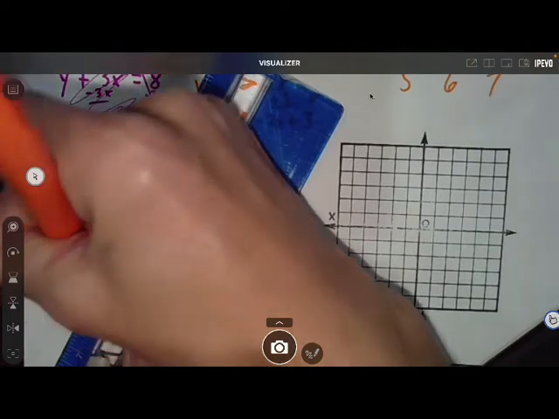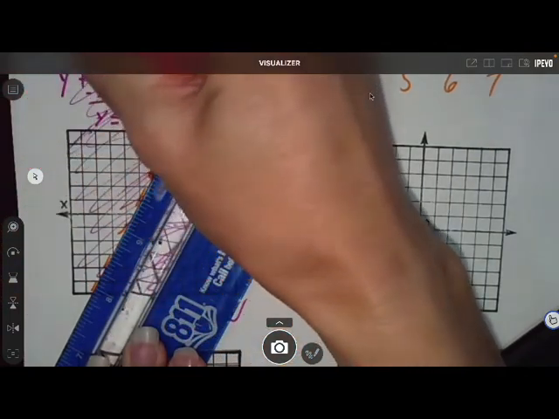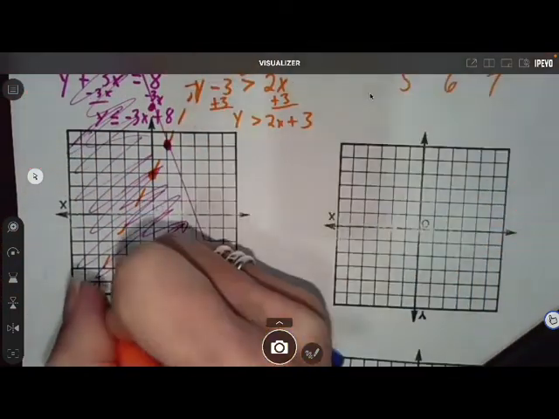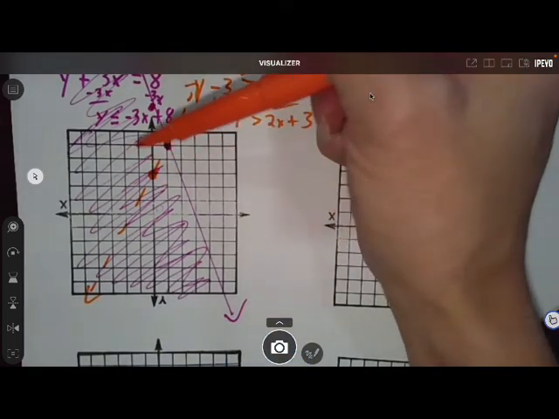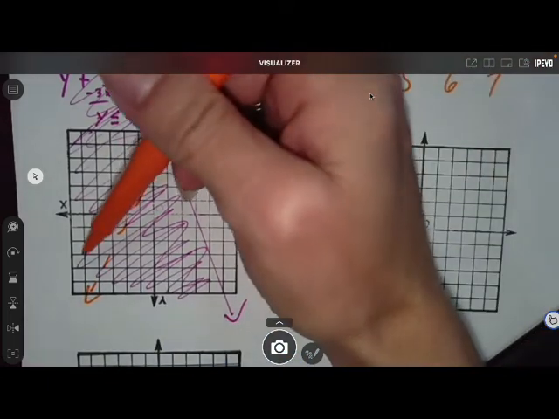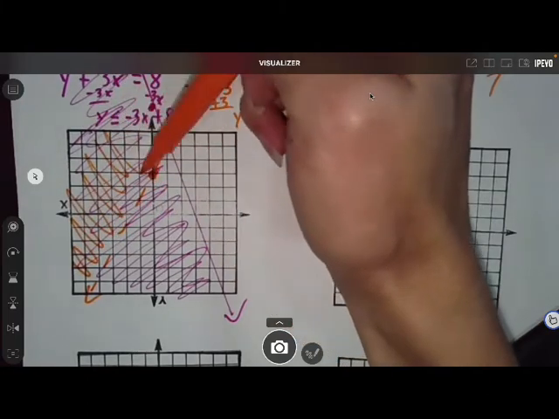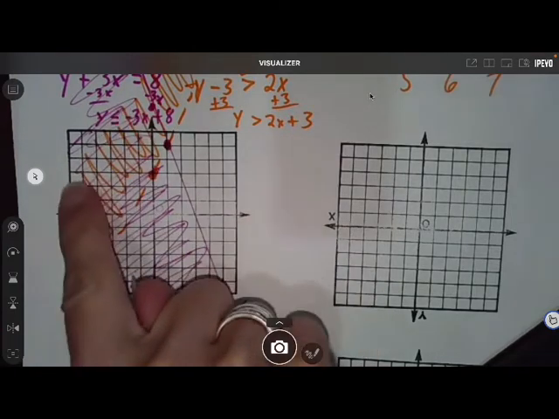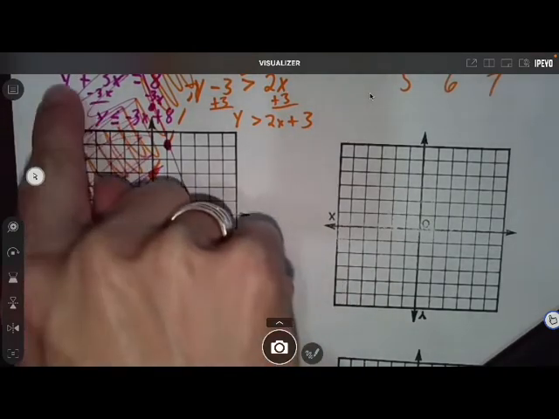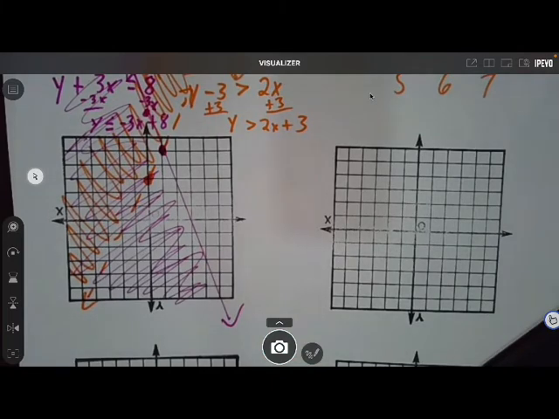So I'll do a dotted line. And where do I shade on this one? It says greater than the orange, so up here. Where do they cross? Do y'all see all this area over here is where you have pink and orange intersecting? Okay, crossing. That's your answer.